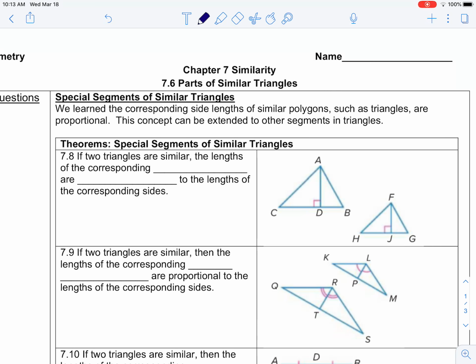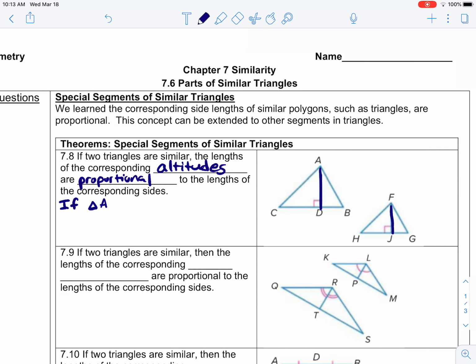So the first one that we have here, notice, is an altitude. Recall that an altitude goes from a vertex of a triangle and is perpendicular to the opposite side. So we have altitudes in these two triangles. And so if two triangles are similar, the lengths of the corresponding altitudes are proportional. Right, so I'm just going to write kind of that if-then statement below here just to clarify.